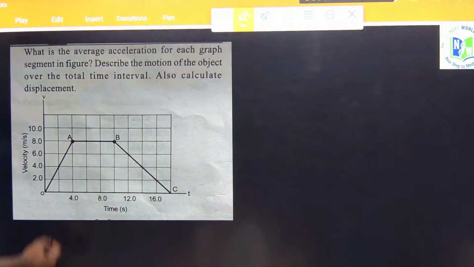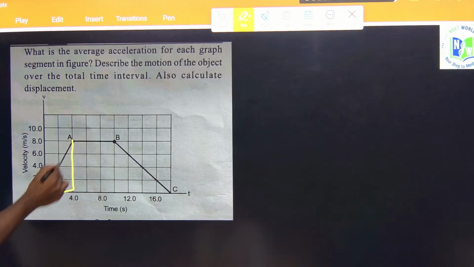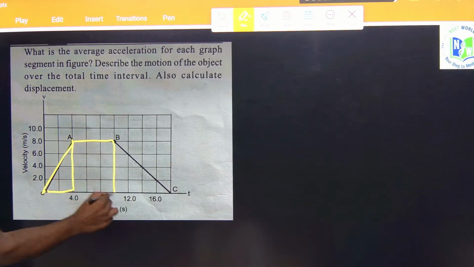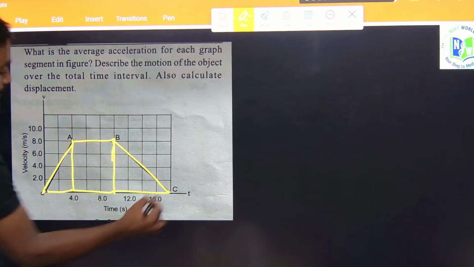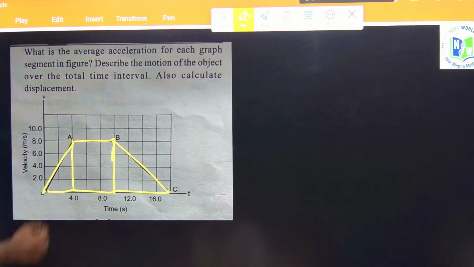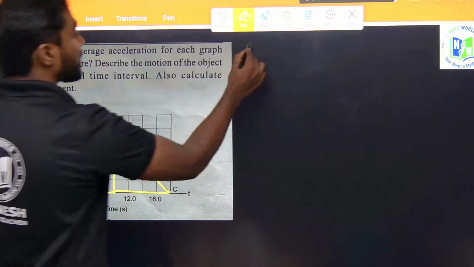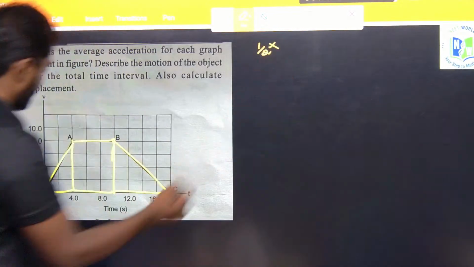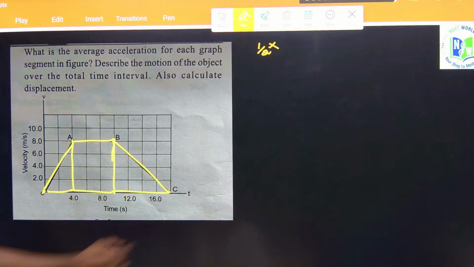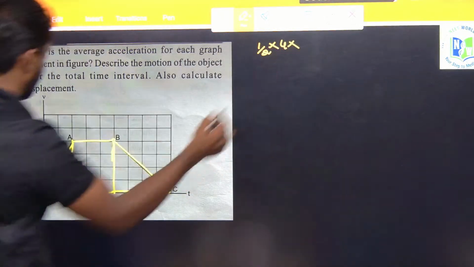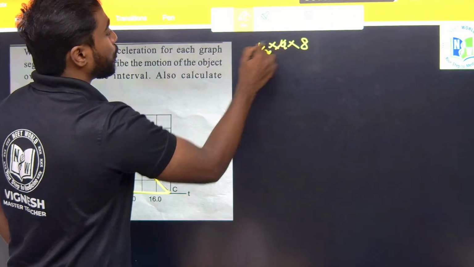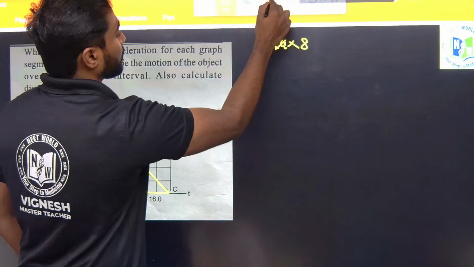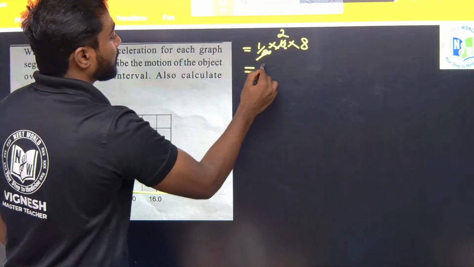So area. First the area of this triangle, and then the area of this rectangle, and then the third area of this triangle. So what is the area of the first diagram? Half into base into height. So half into base is 4 minus 0 is 4, and the height is 8. So it is 16.